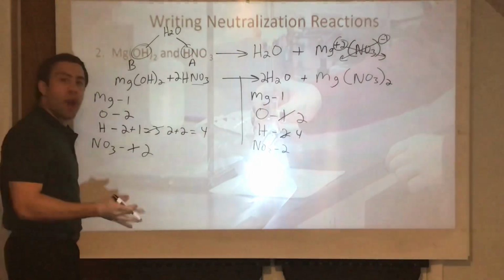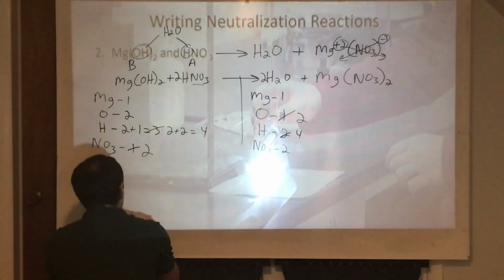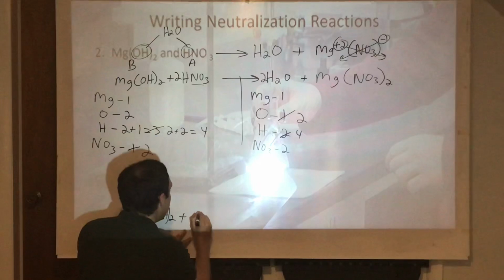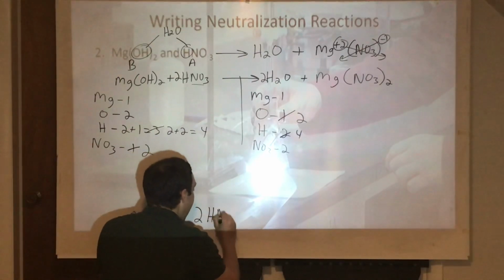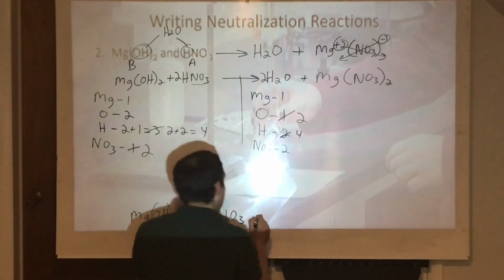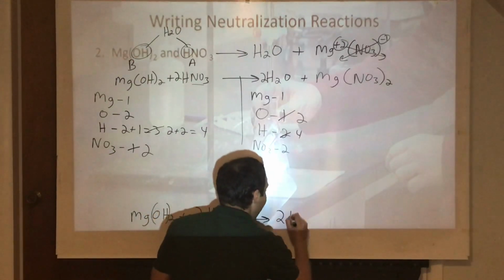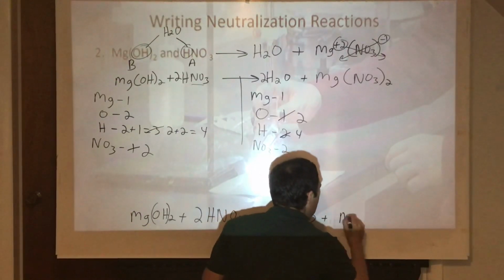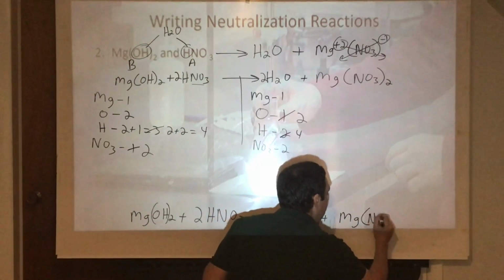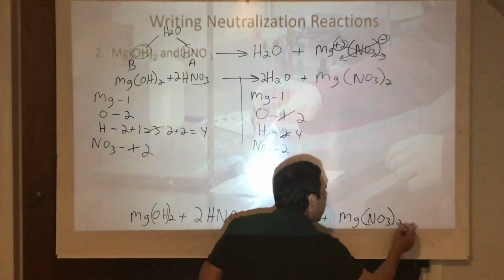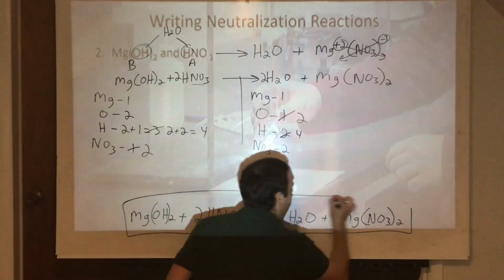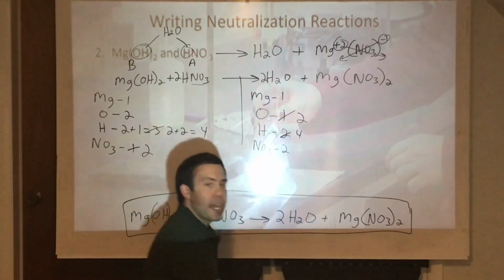I'm going to rewrite this on the bottom. So we have Mg(OH)2 plus 2 HNO3s. That's going to go to 2 H2Os plus 1 Mg(NO3)2. And this is our final balanced neutralization reaction.